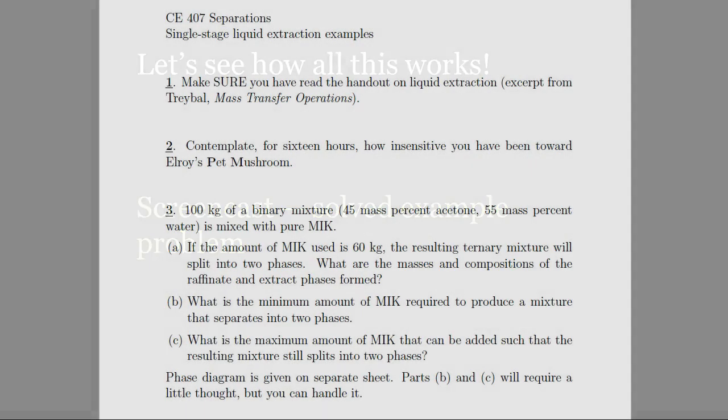Hey man, let's do an example of single-stage liquid extraction. So here's the posted notes. Please absolutely have the PDF file with you and open so you can look at it.